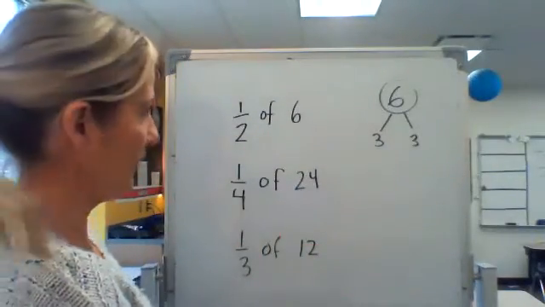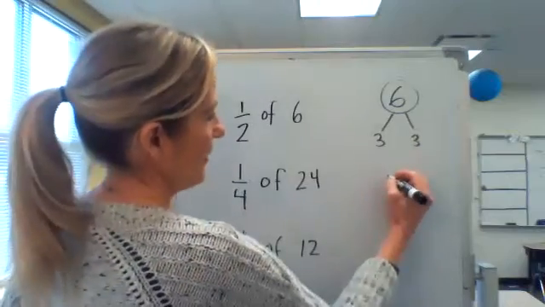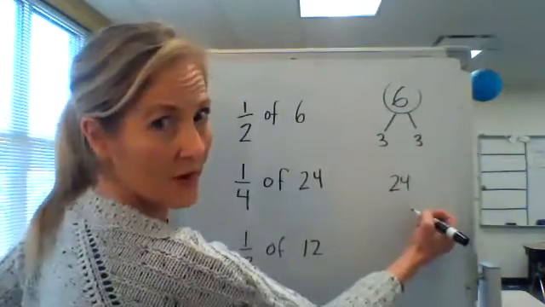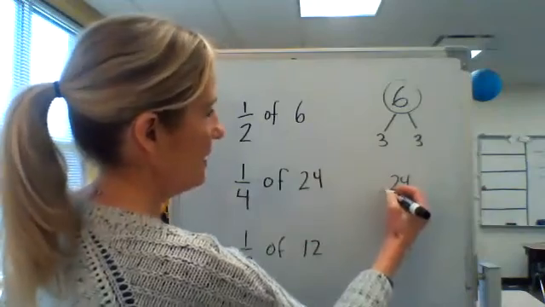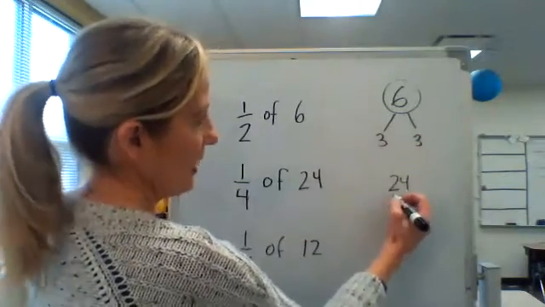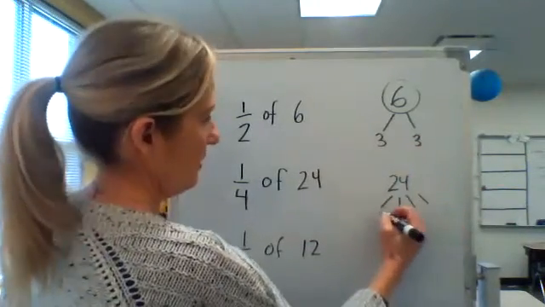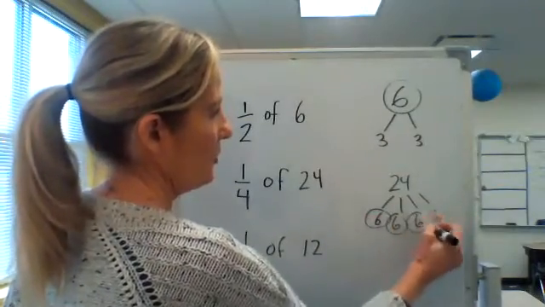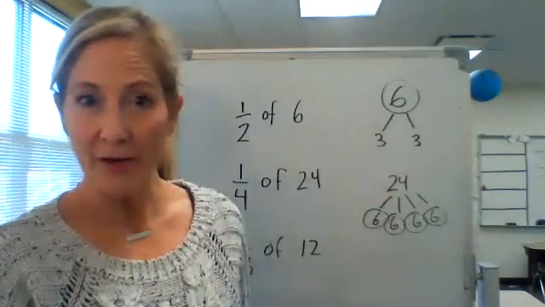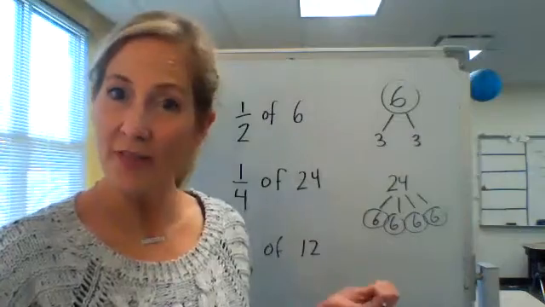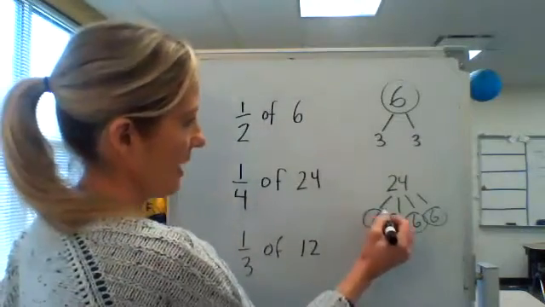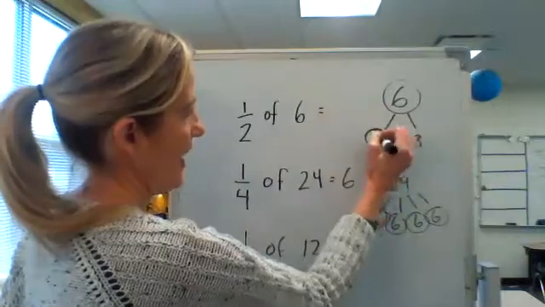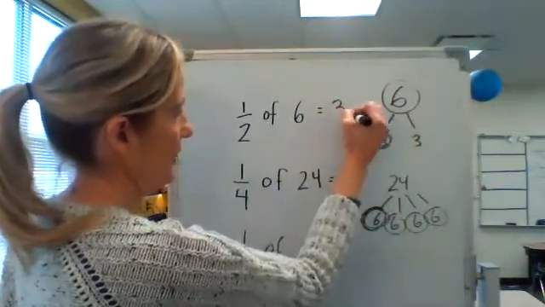1/4 of 24. Again, maybe you were like 24 divided by 4. Maybe you just divided it into 4 equal parts. Or you had a model. Let's just do the same model. 6, 6, 6, 6. So there's 24 divided into 4 parts, right? If you wanted to know what 1/4 of them was, I would say it's 6. 1/2 of them are 3.